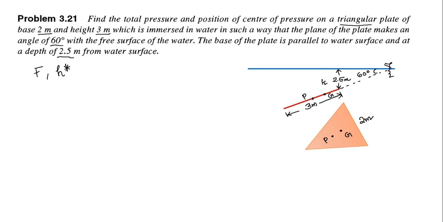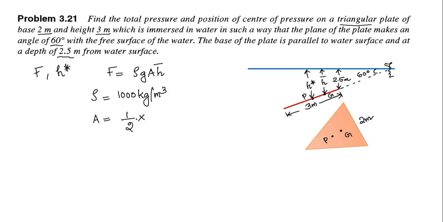Now this distance will be h bar. This distance will be h star. You know that total pressure F is given by rho g A h bar. So here rho is equal to 1000 kilogram per meter cube. Capital A represents the area of the triangular plate, which is equal to half into base into altitude. We will get it as 3 meters square.